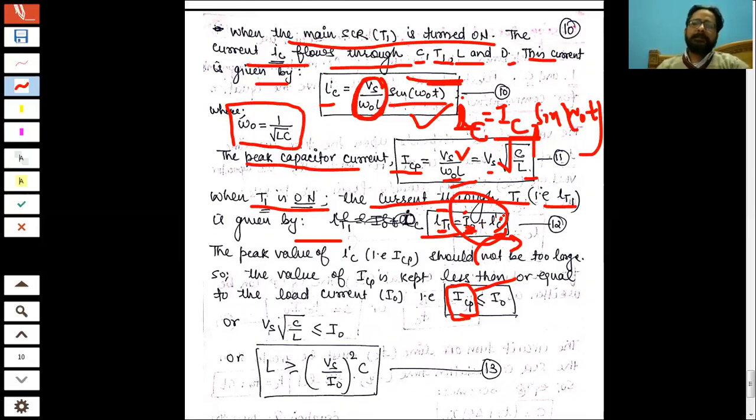कहाँ पे लाएगा thermal runaway condition? J2, junction 2, which is reverse biased basically.